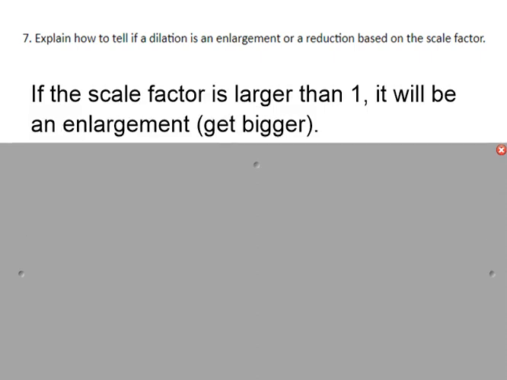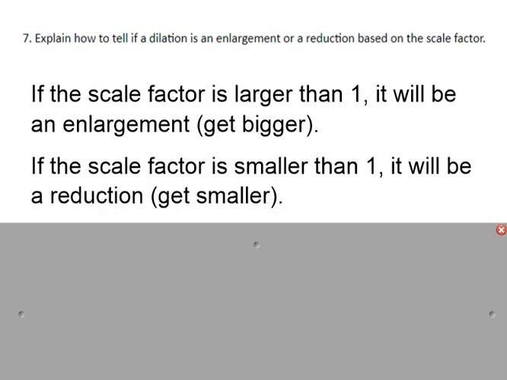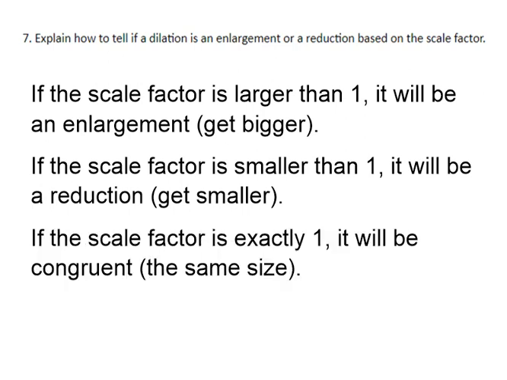All right, when you are determining whether something's an enlargement or a reduction, you can use the size of the scale factor. If the scale factor is larger than 1, you're going to have an enlargement. That means your shape is going to get bigger. If your scale factor is smaller than 1, it's going to be a reduction, which means that your shape gets smaller. And if your scale factor is exactly 1, you're going to get a shape that's congruent. That just means it's the same size.